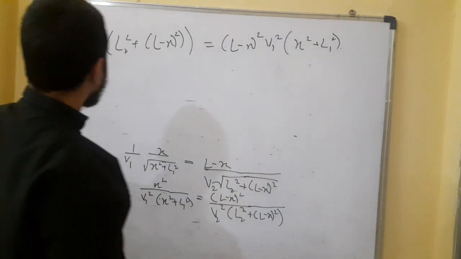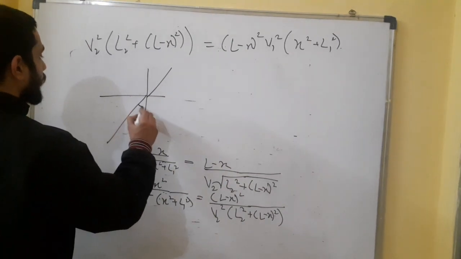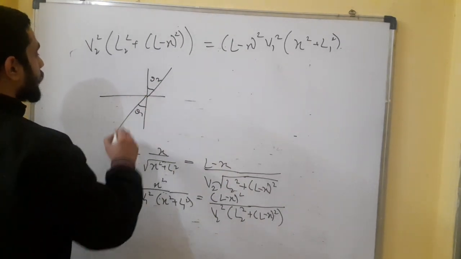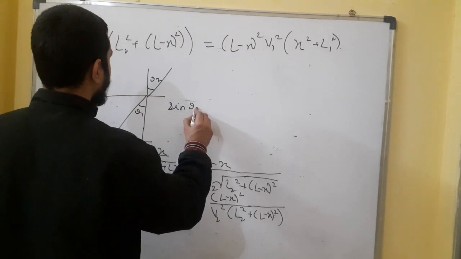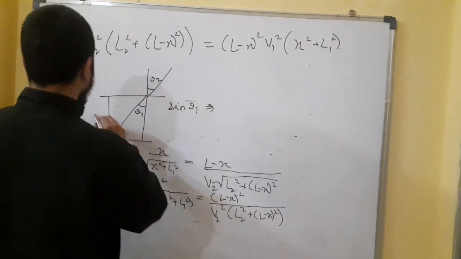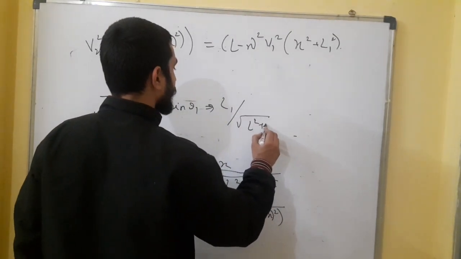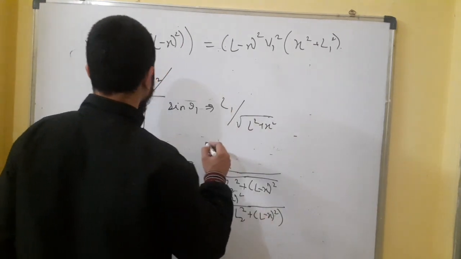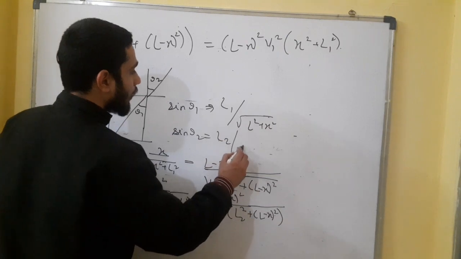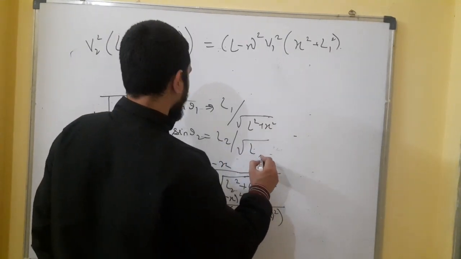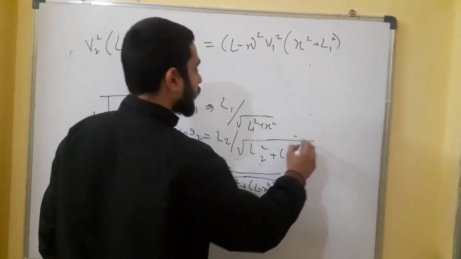Okay, so if we see in this figure, this is theta 1 and this is theta 2. So what is sine theta? Sine theta 1 is x upon root of L1 square plus x square, perpendicular upon hypotenuse, and sine theta 2 is (L minus x) upon root of L2 square plus (L minus x) whole square.